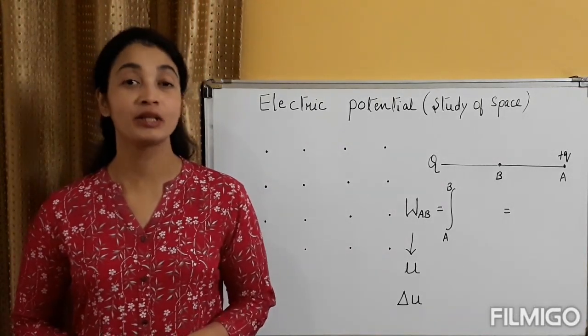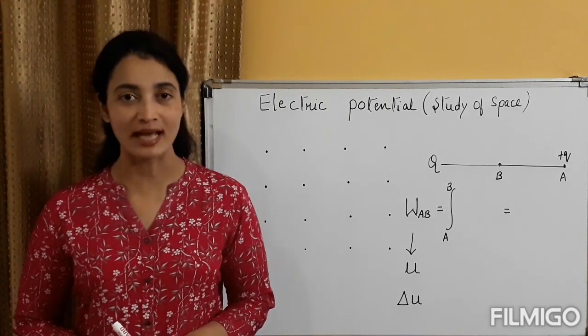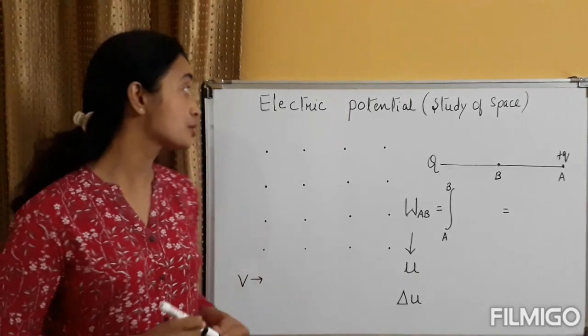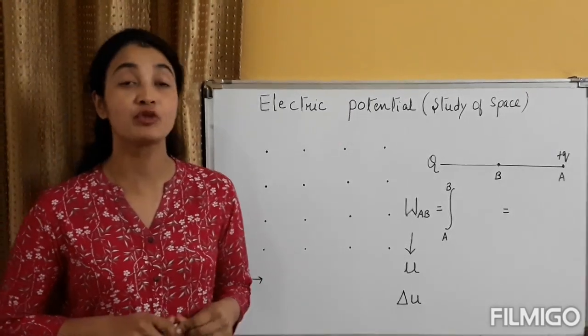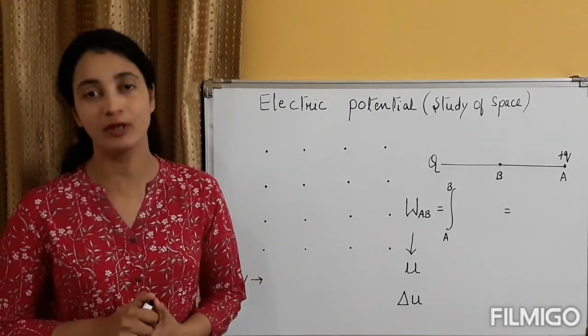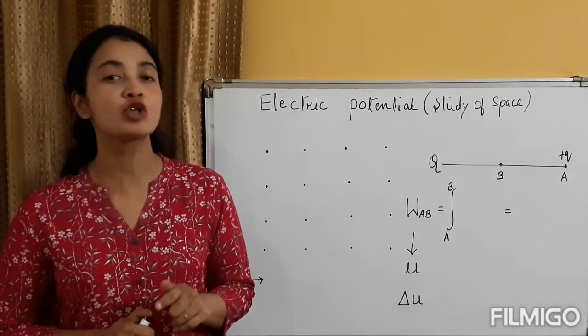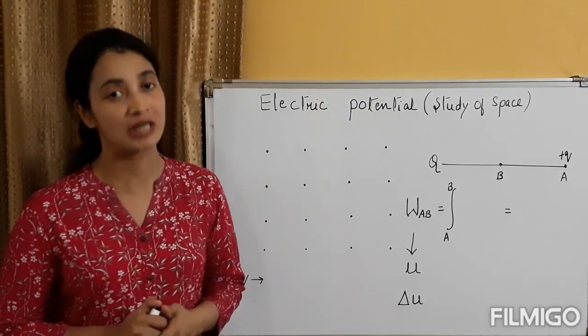We have started with the second chapter of first unit, electrostatics, that is electrostatic potential and capacitance. In this particular chapter, basically we will be trying to establish the interaction between already studied topics, force and field, with a new topic of electrostatic potential.